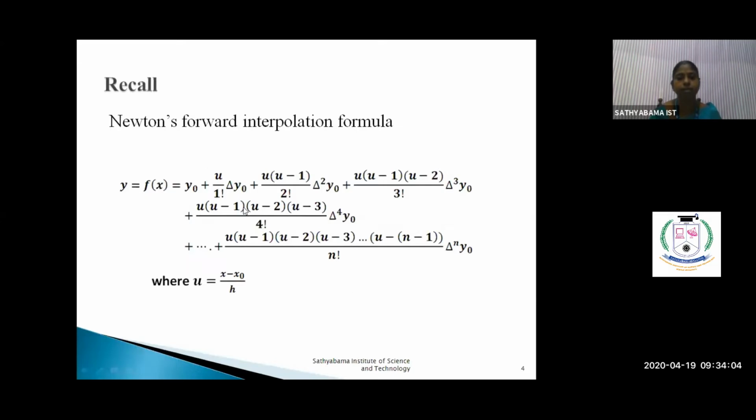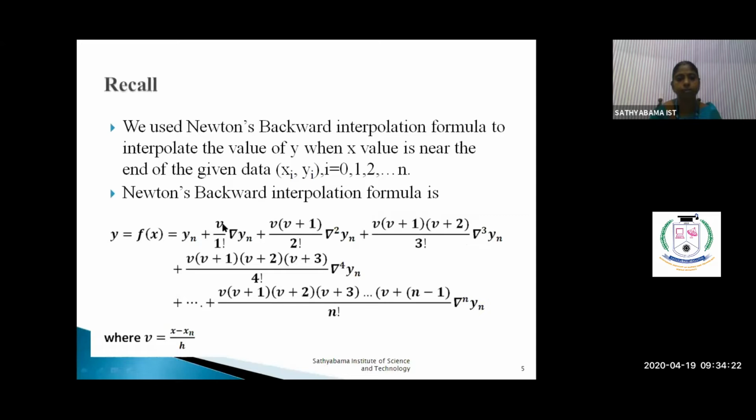By using this, we are going to find the derivatives using Newton's difference formula. So first order derivative, second order derivative, how we can find using Newton's forward difference interpolation formula. Like this, we can use Newton's backward difference interpolation formula when the x value is near the end of the table, that you have seen yesterday. And today we are going to use this formula to find the first order and second order derivatives.